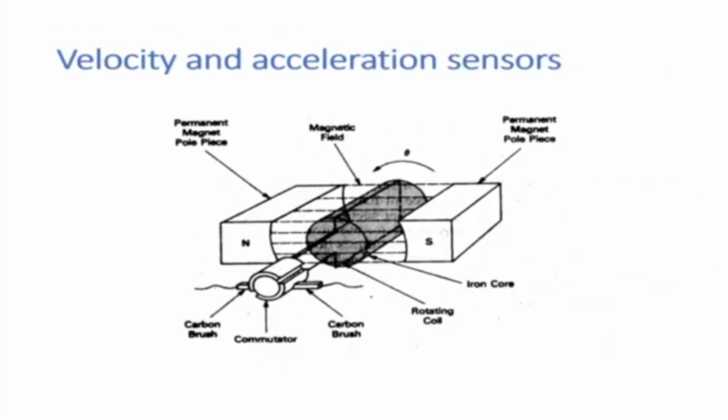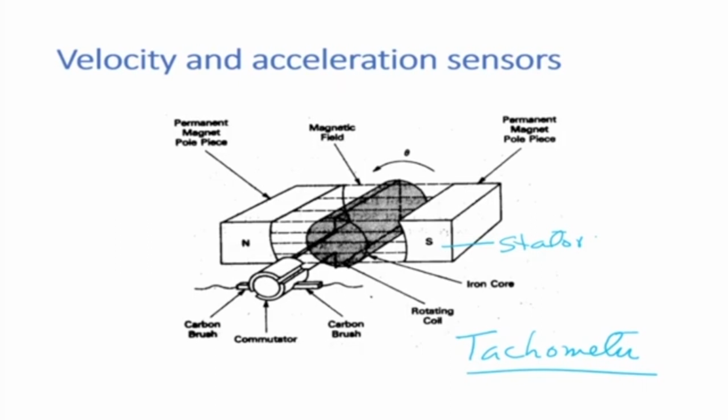Velocity and acceleration sensors. A DC motor can also be used as a velocity and acceleration sensor. This is actually a tachometer. We had talked about a tachometer in the beginning of the class, and this tachometer is essentially a DC motor. So in a DC motor, these are the stator poles, which are permanent magnets. So there are lines of force which are going through.